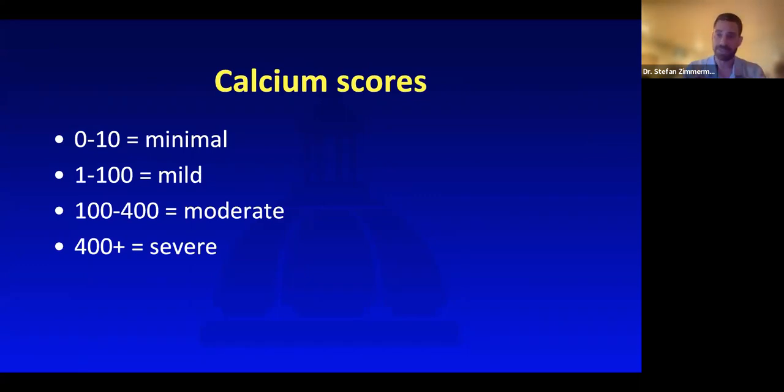So just having calcium in itself does not mean that you have a significant blockage that's limiting the amount of blood flow to your heart. But the higher your score, the more likely it is that you will have that kind of blockage. So just by looking at the calcium itself, we can't say whether there's a blockage or not. We can just say whether there's a risk of the blockage and how high that risk is.